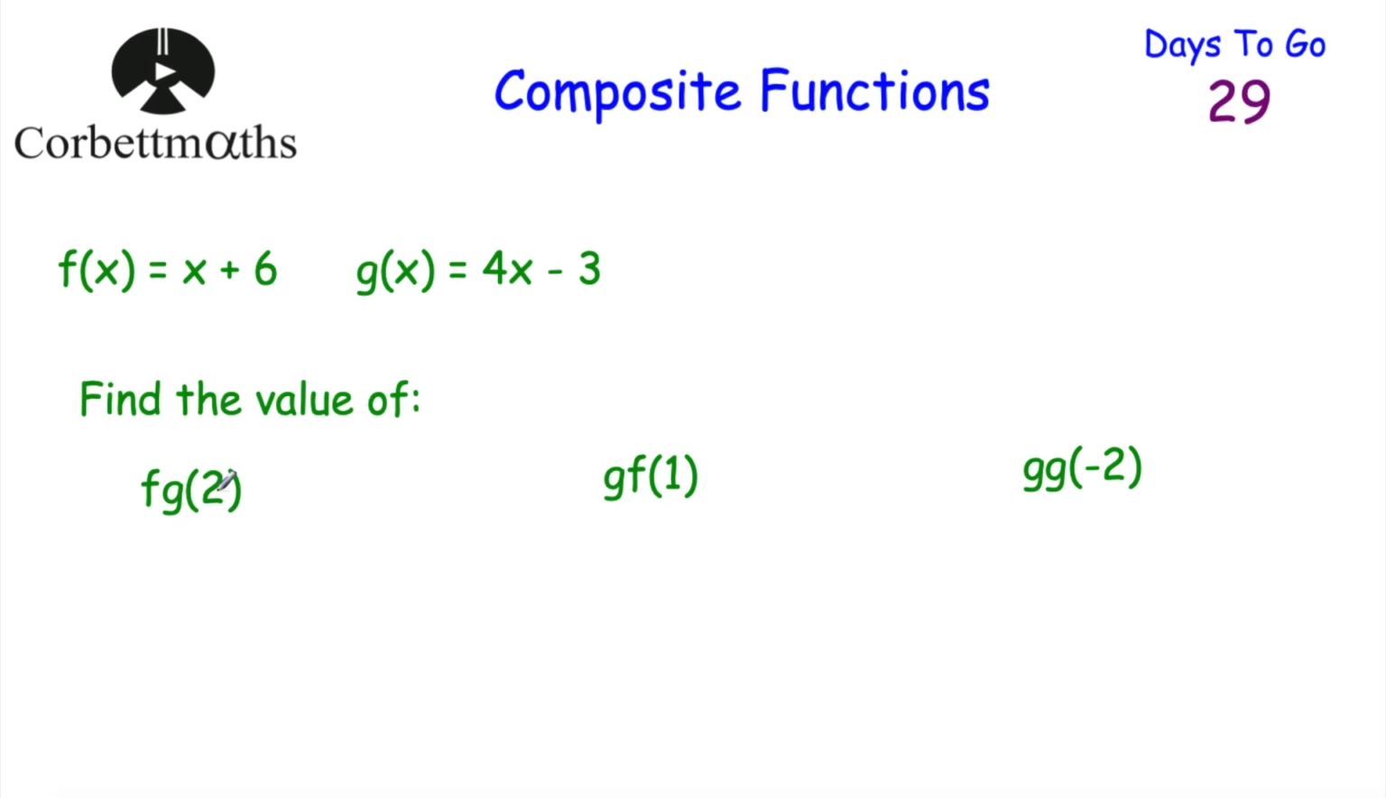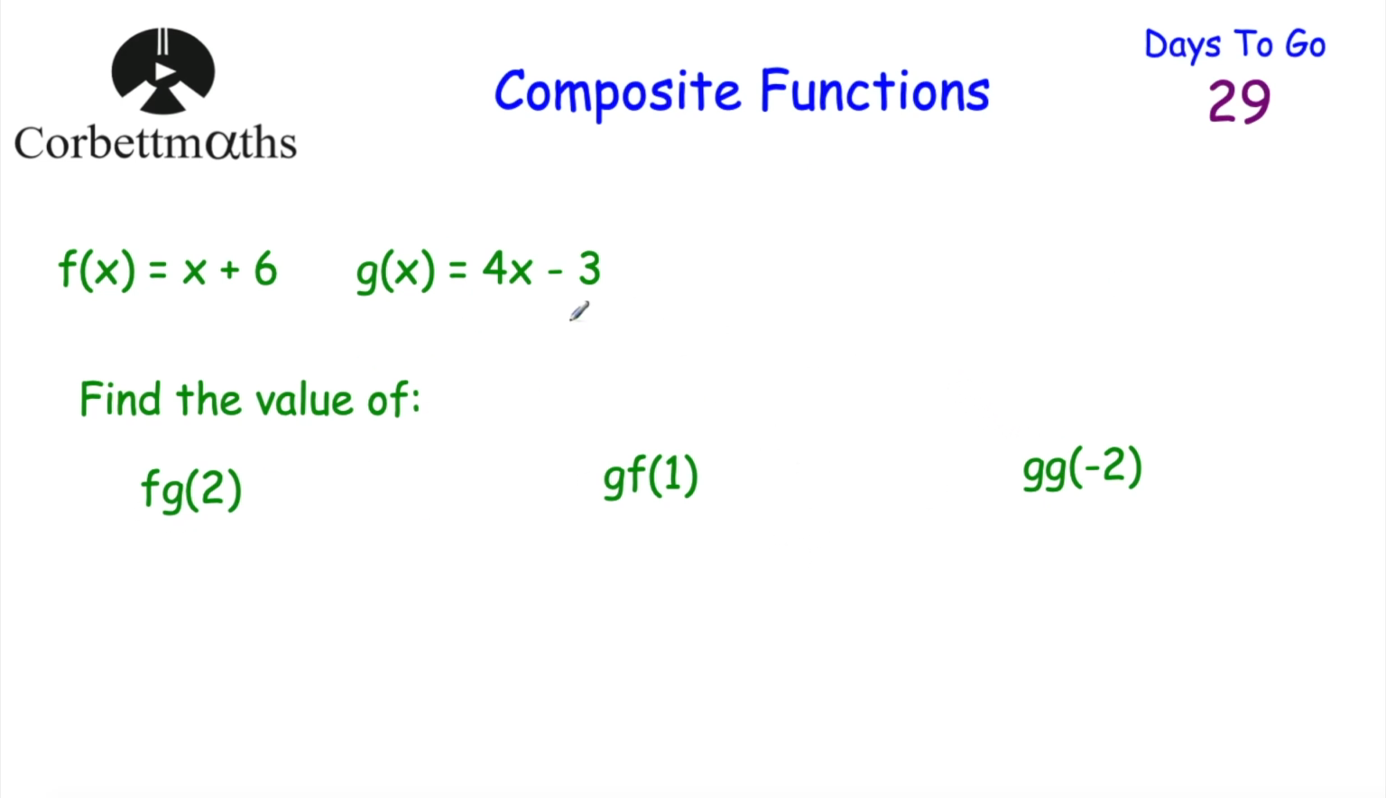Or you could just let x equal 2 and apply function g, get that answer, and then apply function f. You could let x equal 1, apply function f, get that answer, and then apply function g. And in this case, let x equal negative 2, apply function g, get that answer, and then apply function g again. So it's up to you which approach you want to use. So press pause now and work these out.